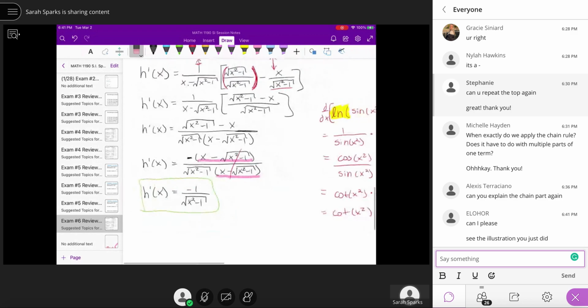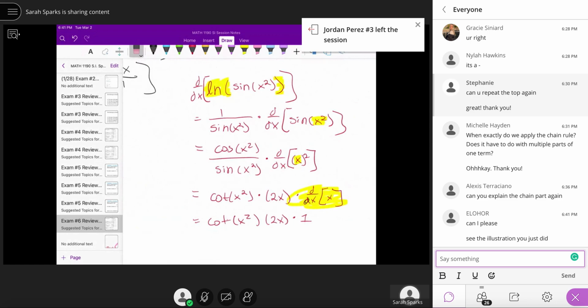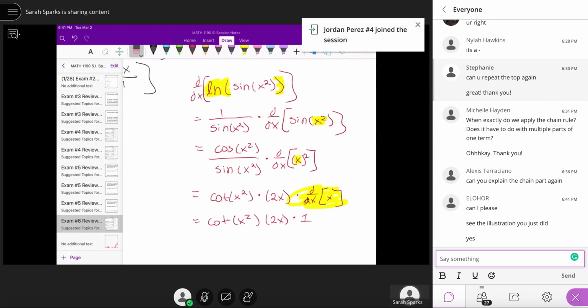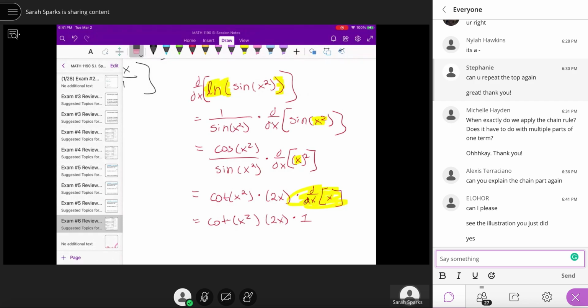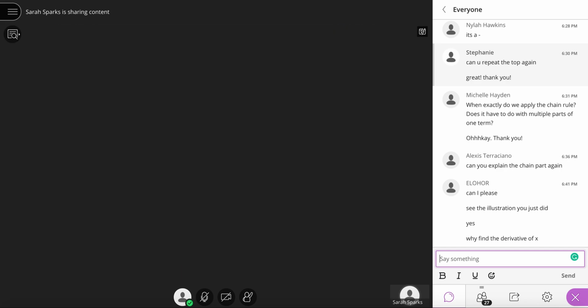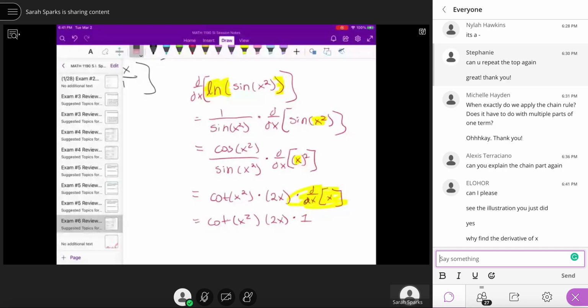See the illustration I just did? Yeah, this part? Sorry if I emphasized that you've always been using chain rule. Whenever I learned that, I thought it was really cool, that we were kind of using chain rule all along. It's just, they didn't formally teach it to you. Why find the derivative of x? You don't need to. You absolutely do not have to write this stuff on your test. That's just illustrating that you've been using chain rule all along.